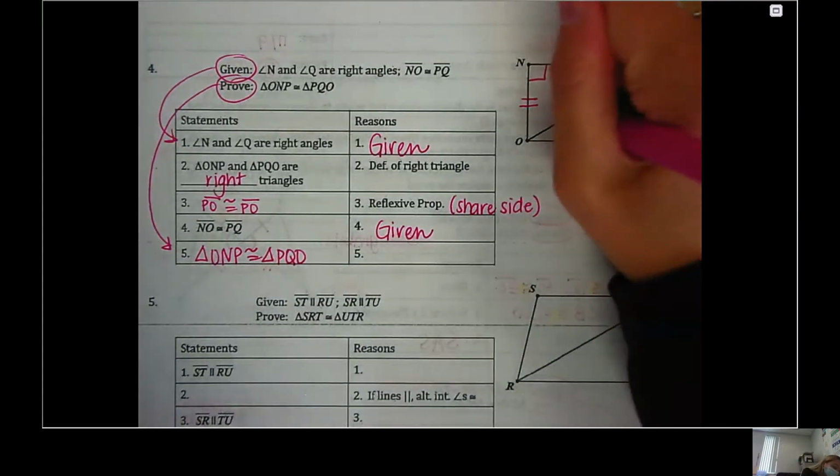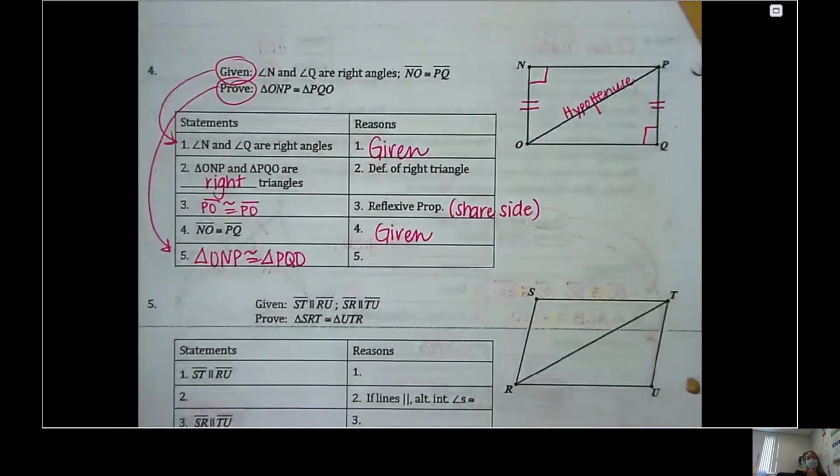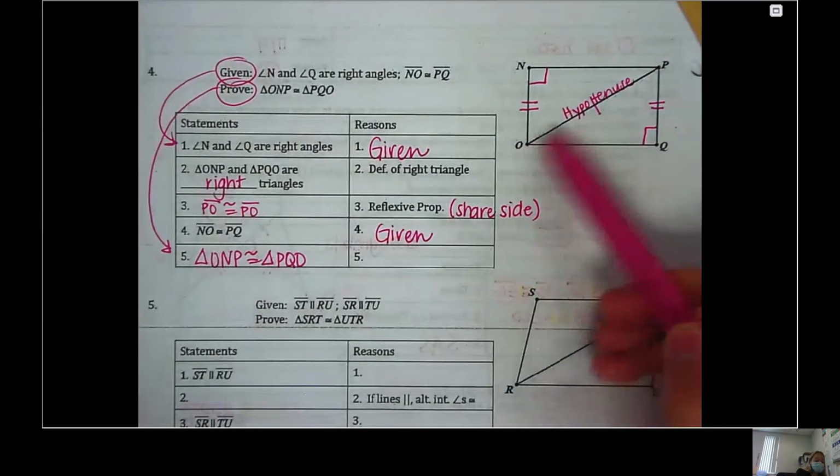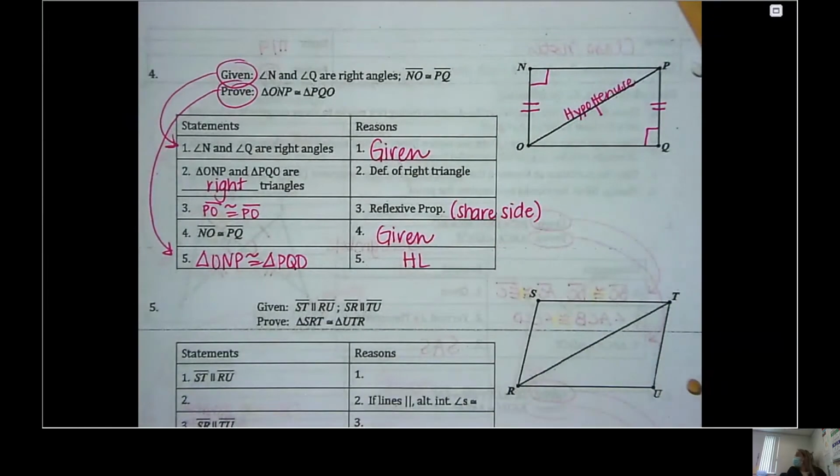This is your hypotenuse. Right, because it's across from the 90. So I've got a hypotenuse and I've got a leg. My reason is HL. Good, good. All right, we're going to jump down to 6 first, and then we'll go to 5.